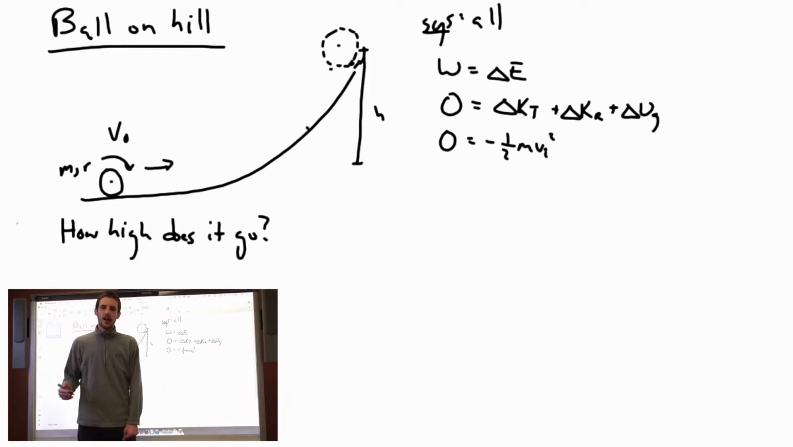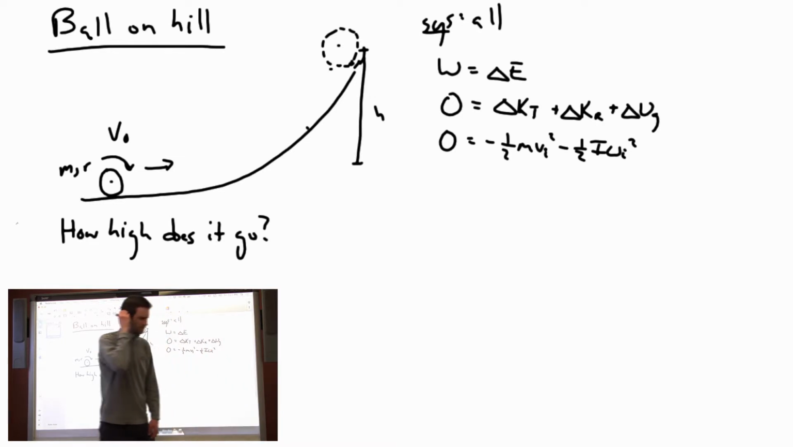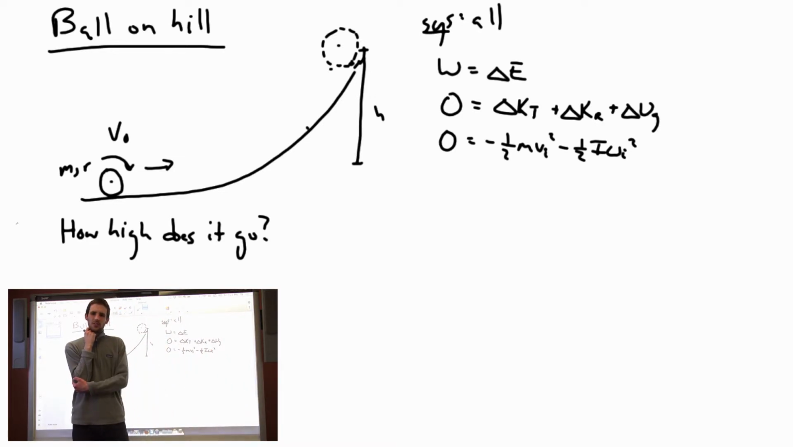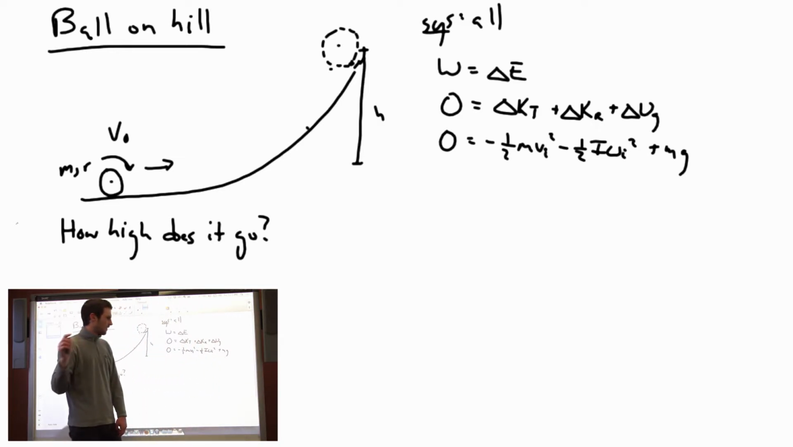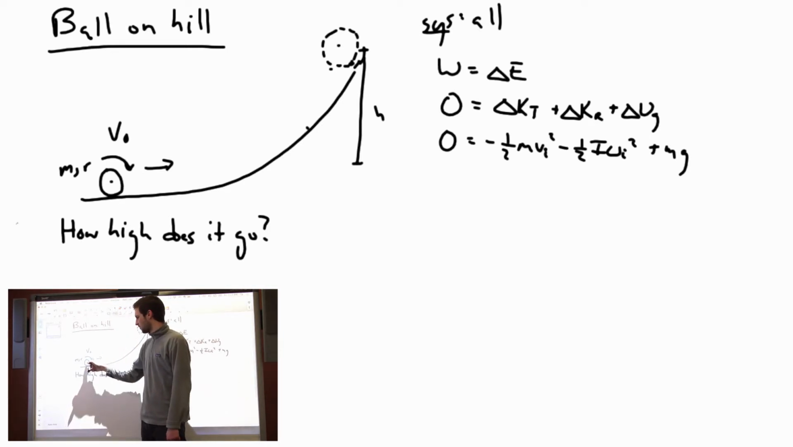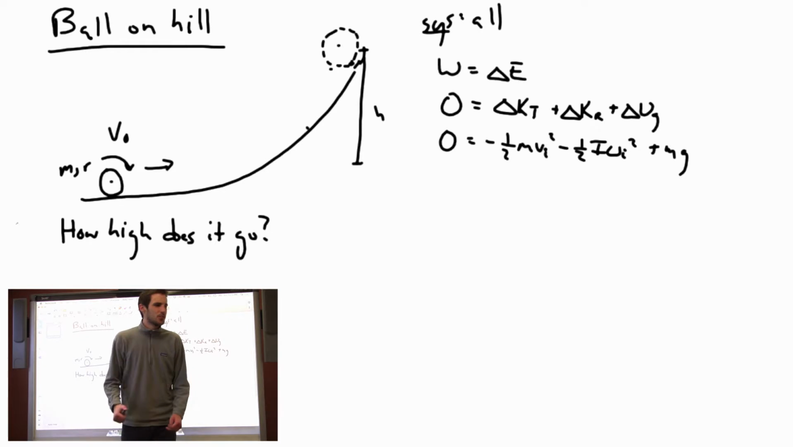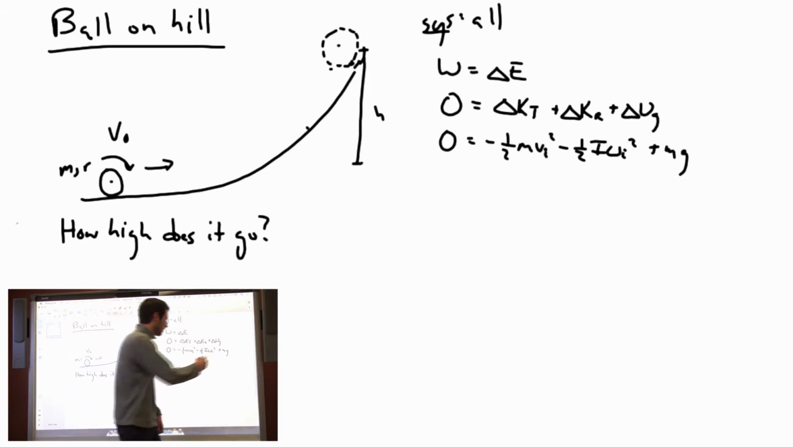Then, delta K rotational. I know that's 1/2 I omega final squared minus 1/2 I omega initial squared. And similarly, omega final is 0 because it stopped. So, minus 1/2 I omega initial squared. And then delta UG, I know is just mg times the change in height. So I'm going to say plus mg, and then, well, final height is h, and that's the final height of the center of mass, and the initial height of the center of mass is sitting off the ground by a radius, right? So what it's really going to be is final height minus initial, so h minus r.